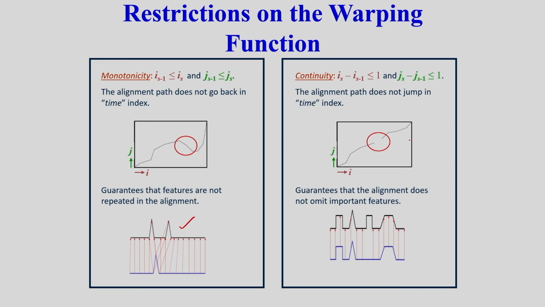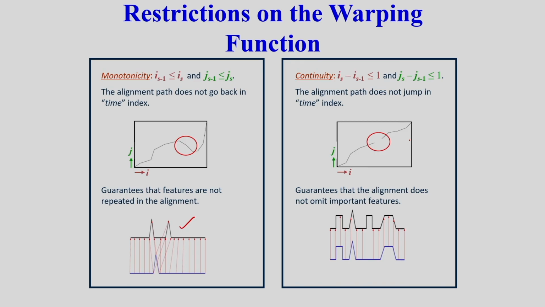Next, I am considering the continuity condition. So here you can see I am considering a discontinuous alignment path. The alignment path does not jump in time index. So that is one important point, that the alignment path does not jump in the time index. So there should be continuity. So in the figure I am showing the discontinuity.